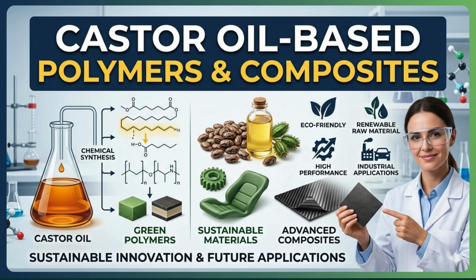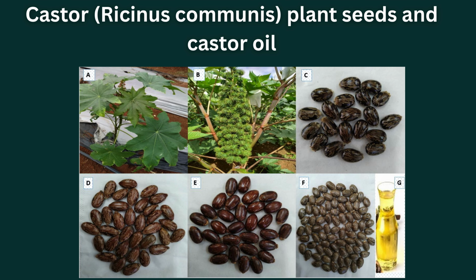Among various bio-based feedstocks, castor oil has emerged as one of the most versatile and industrially relevant resources for polymer synthesis. Derived from the seeds of Ricinus communis, castor oil is a non-edible vegetable oil that is abundant, biodegradable, and environmentally benign. Its unique chemical structure, particularly the high content of ricinoleic acid, enables the formation of a broad spectrum of polymeric materials with tunable physicochemical properties.